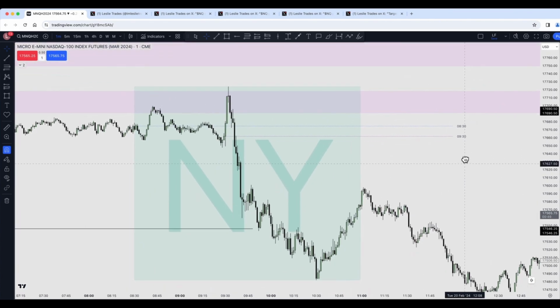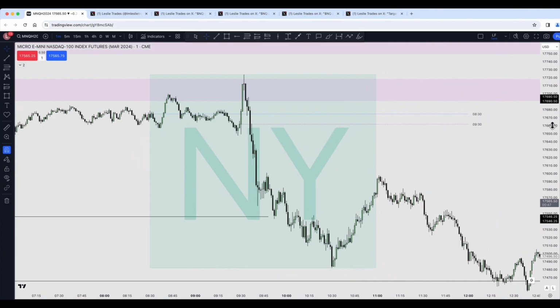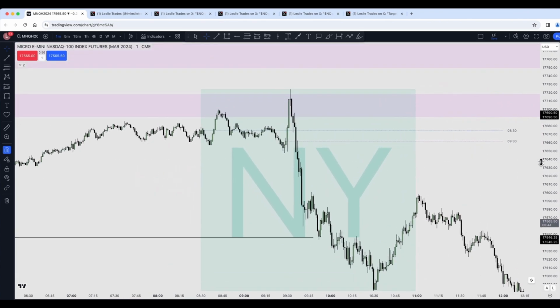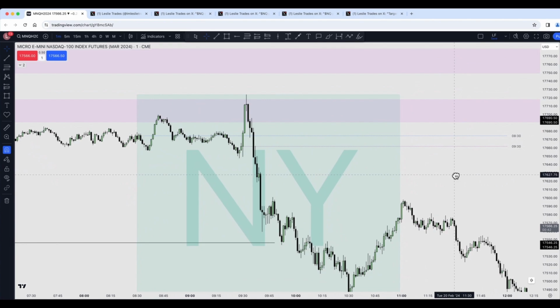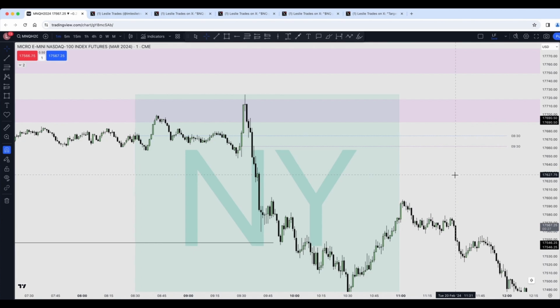So I trade mainly between 9:30 and 11. I don't normally trade 8:30 because 8:30 is when a lot of the news events come out and a lot of volatility is in place. I'd rather wait for the dust to settle before actually taking my position.